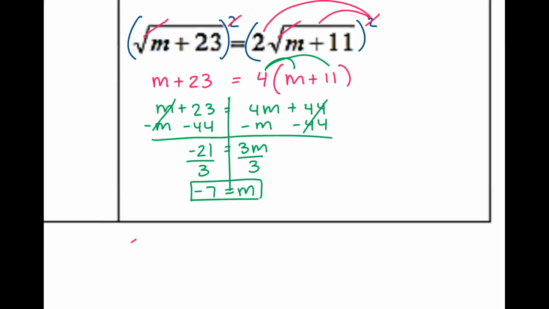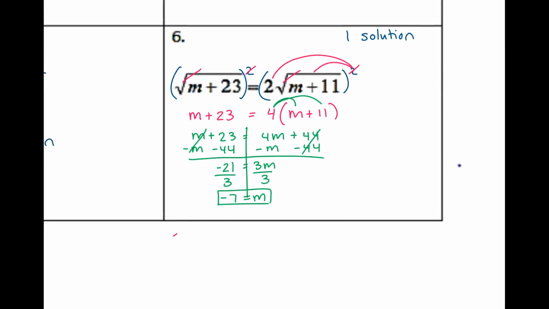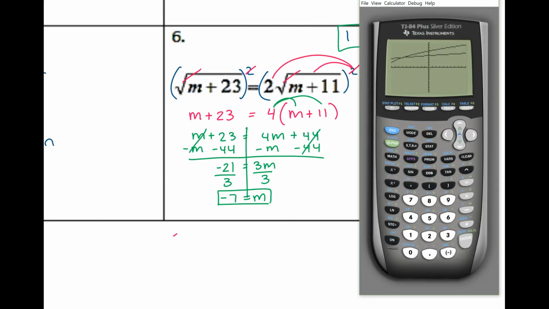Do I need to go in my calculator to check it? Or what did I do first? I already checked. Was there one solution? Yes, there was. I found it. It's negative 7. Is it still valid because it's negative? Yeah, I can even look. Where do they intersect? What x value does it look like? It does look like negative 7. Hint, hint, hint on multiple choice solving radical problems.